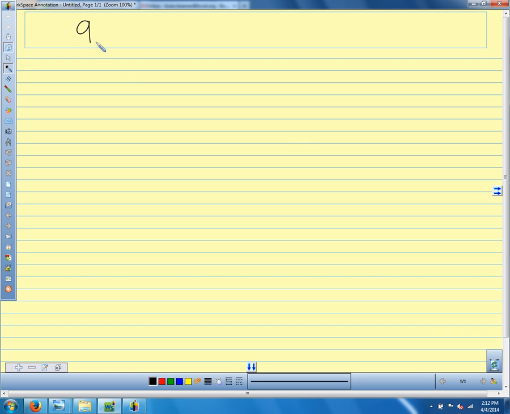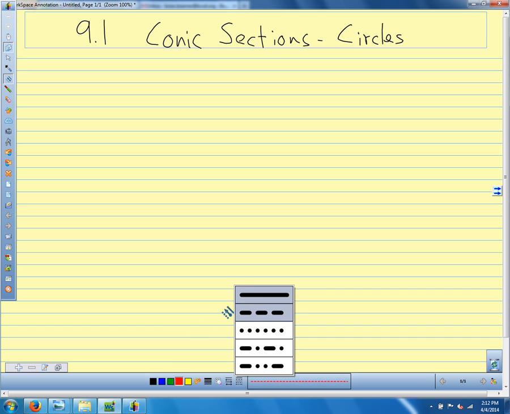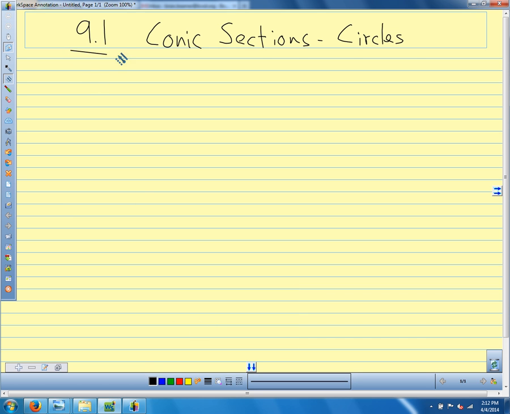Alright, so we're in section 9.1. The first part of chapter 9 is all about conic sections. And the reason that we call these conic sections, we'll study several different conic sections, is because all of these shapes, let me grab a picture here.